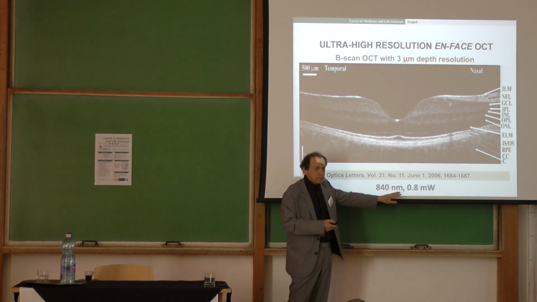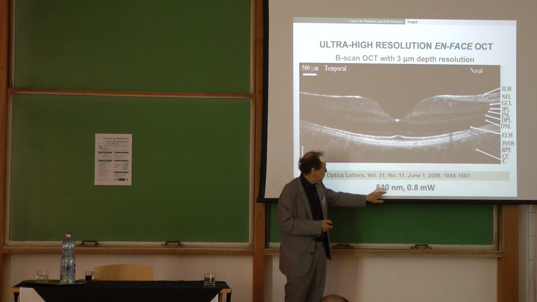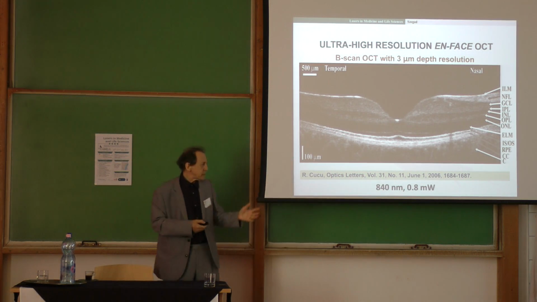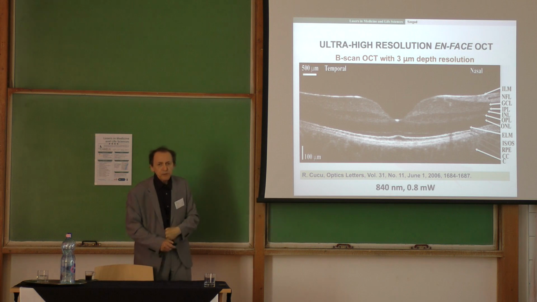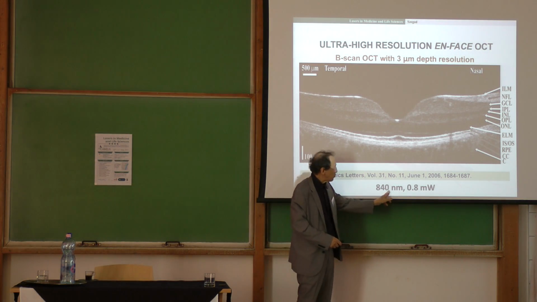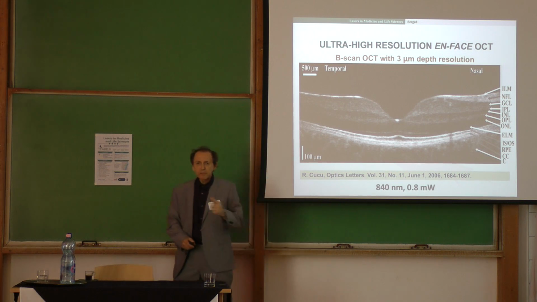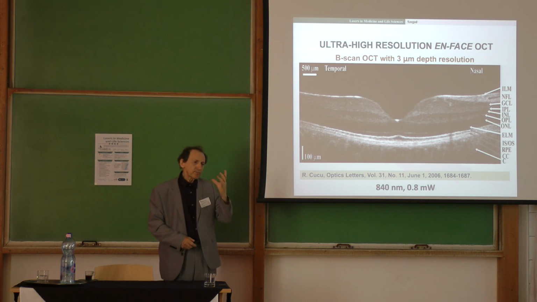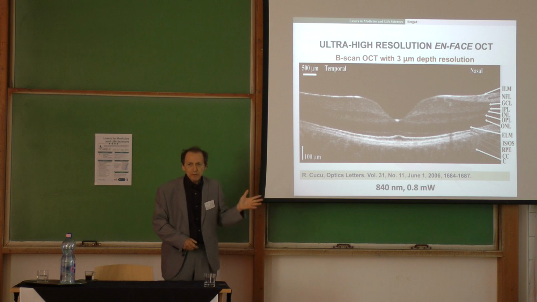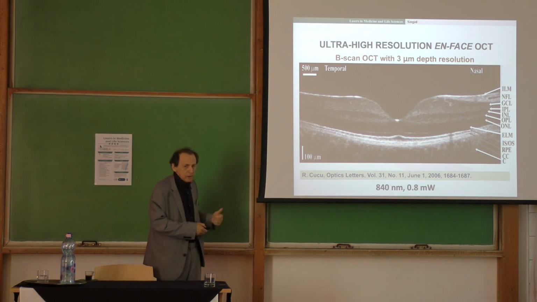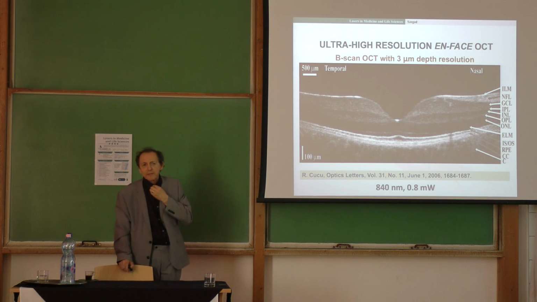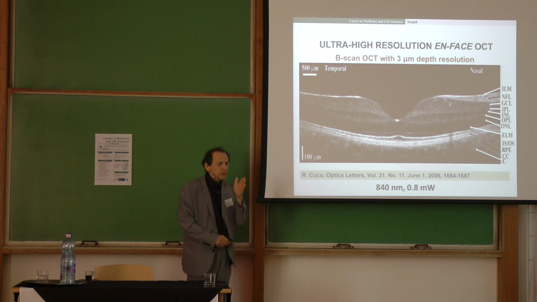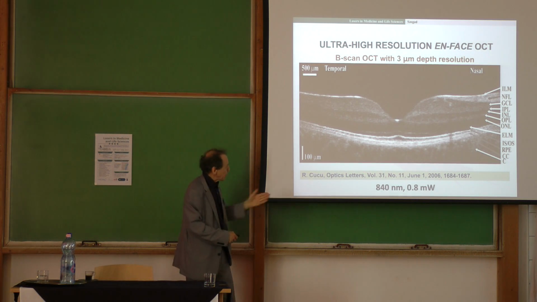So the power to the eye is less than the safety threshold, which is about 0.75, slightly more. All commercial systems will operate at 0.75 milliwatts. Wavelength is somewhere in infrared, so the patient cannot see that, and it doesn't stimulate the eye, because you cannot see it above a certain wavelength. Which is the longest wave the eye can see? The longest wave. Close to 670 already a person cannot see. So 840 you cannot see.